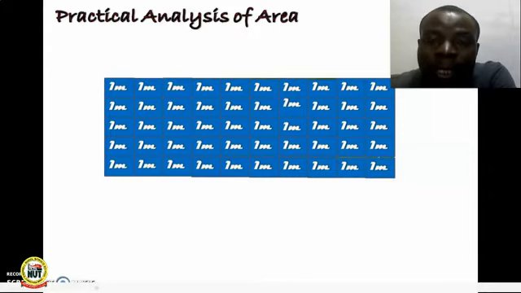The square units that cover the entire surface of this football field happen to be 50. That is why we say that the entire surface of the football field is covered with 50 square units. If you want to count again, you can still count, and by the time you are done, you know exactly the number of square meters that you have.